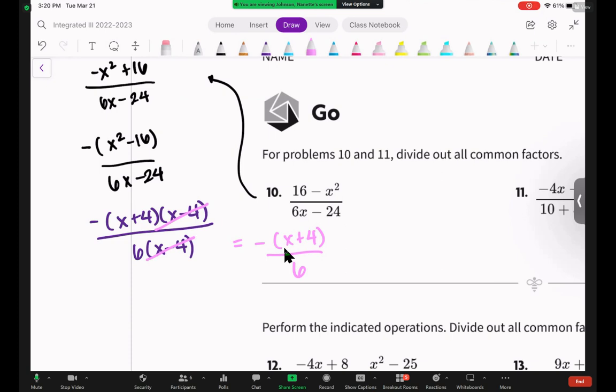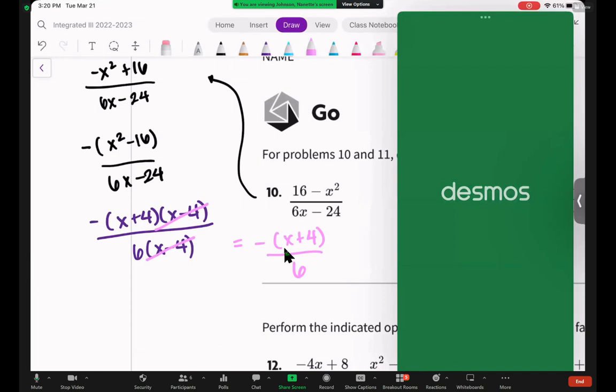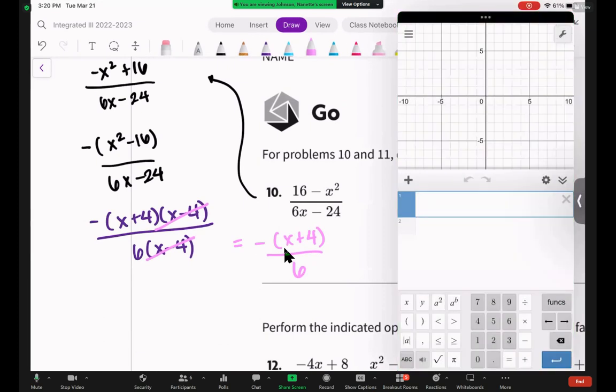So other ways, by the way, for you to check your answers to make sure that your answer is correct is if you were to graph both of those. And I'm going to play around with Desmos to see if I can get Desmos to listen to me on here. Oh, good. Okay. So this is a little bit tinier because I'm using my iPad, but you all will see. So it's 16 minus x squared. And then I need this to be in parentheses so I can divide by 6x minus 24.